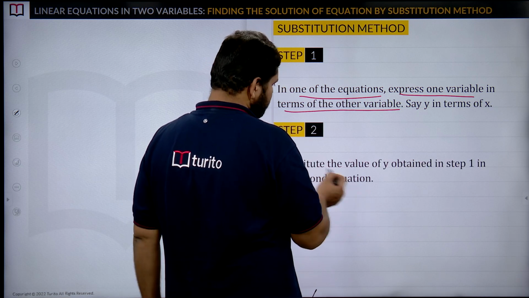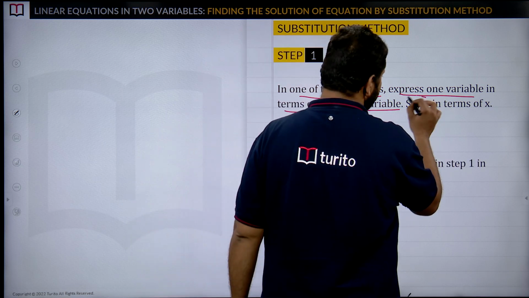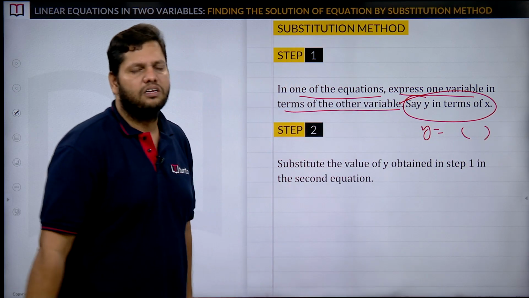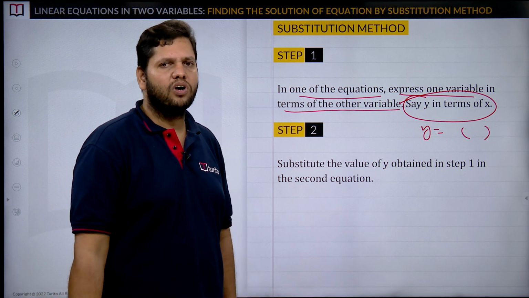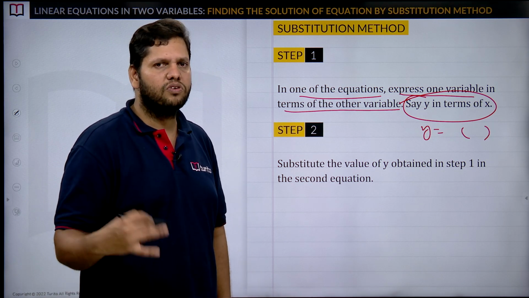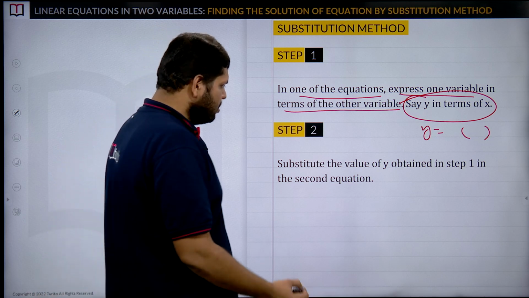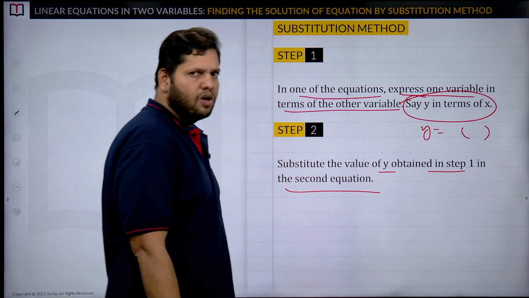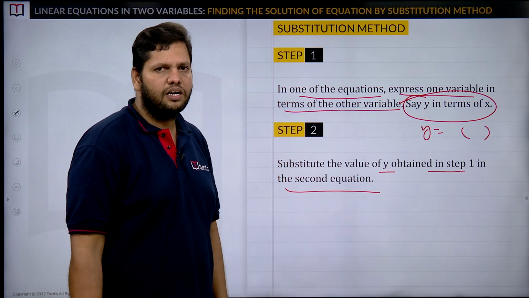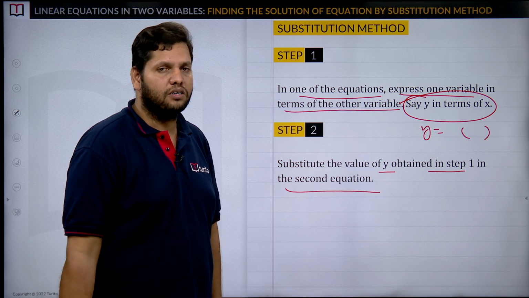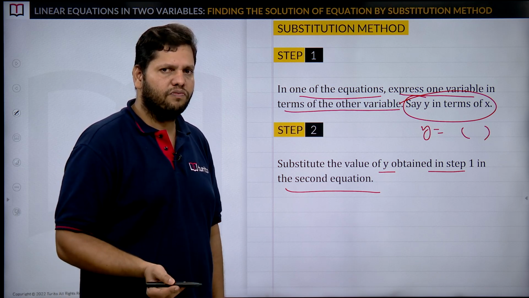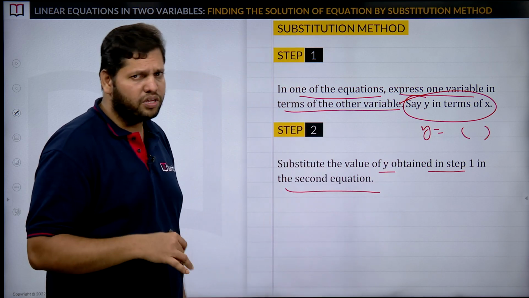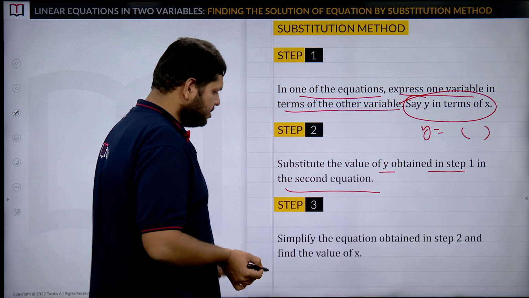Next one, substitute the value of y. Suppose we are expressing y is equal to something, in terms of x. So substitute this value obtained in step 1 in the second equation. Take this y is equal to something, children, and substitute it in equation 1 or equation 2. If you are taking it from equation 2, substitute in equation 1. If you are taking it from equation 1, substitute in equation 2. Anything. Then step 3, what, children?